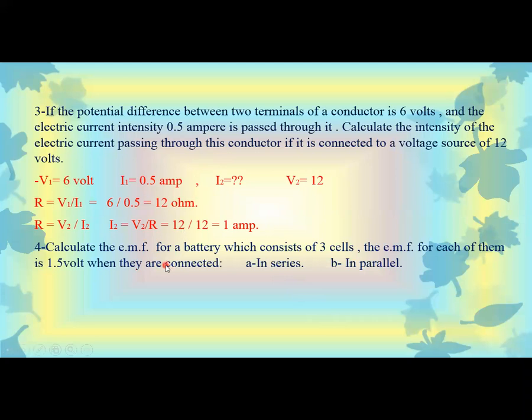Calculate the electromotive force for a battery which consists of 3 cells. The electromotive force of each of them is 1.5. I have 3 cells, 1.5 each. If in series, of course the law is clear: the three are the same, so n times E1, and E1 times 3 is 3 times E1, 4.5. But in parallel, the three are equal, so E total in this case, the electromotive force total, will be E1 itself, 1.5.